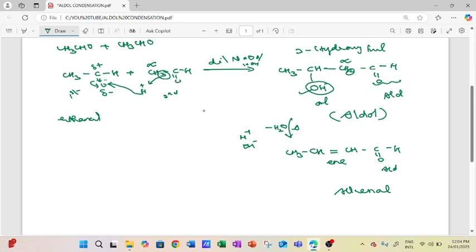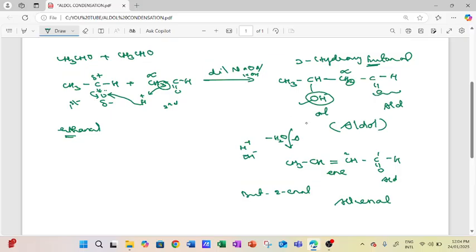Because ethanal has 2 carbons and butanol has 4 carbons, the carbon number is doubling. Normally in organic chemistry, carbon atoms are doubling in Wurtz reaction. But the Wurtz reaction's speciality is that we are getting hydrocarbons as the product. But this is not a hydrocarbon, it contains a functional group.